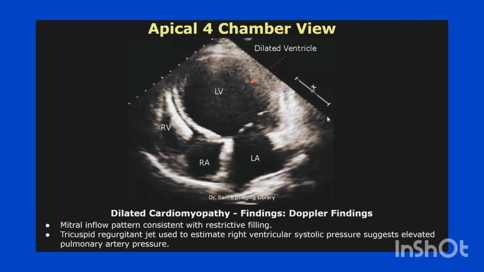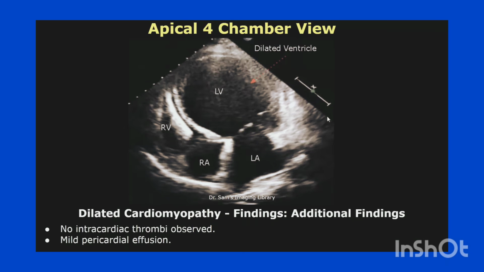These are the Doppler findings. Mitral inflow pattern consistent with restrictive filling. Tricuspid regurgitant jet used to estimate right ventricular systolic pressure suggests elevated pulmonary artery pressure. These are additional findings. No intracardiac thrombi observed. Mild pericardial effusion.